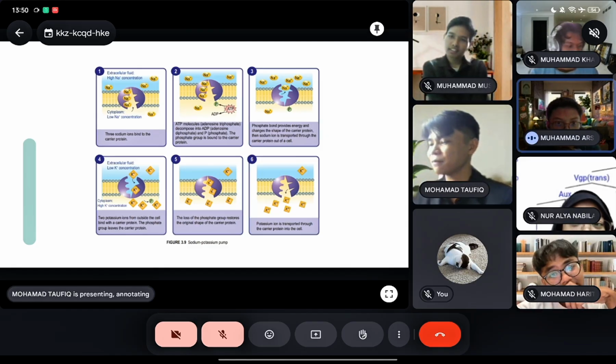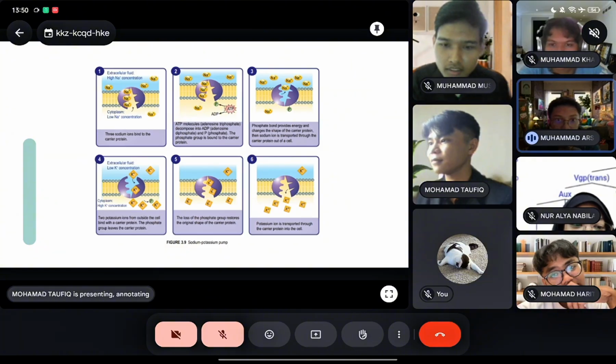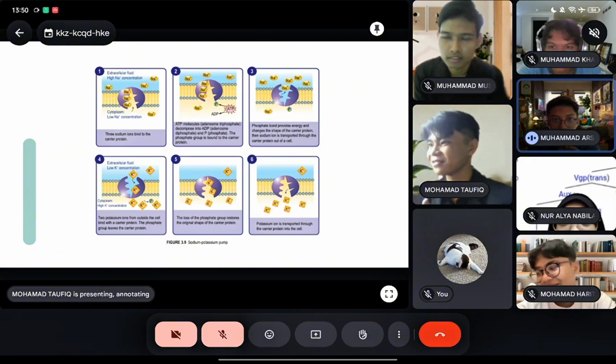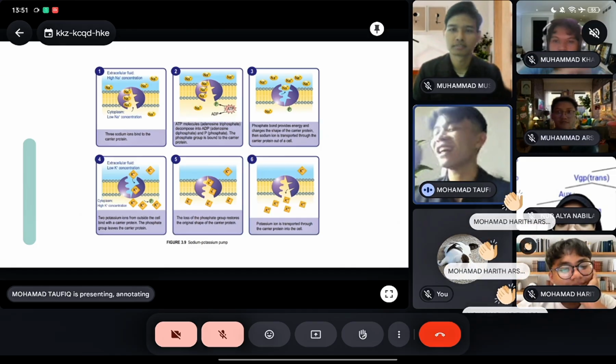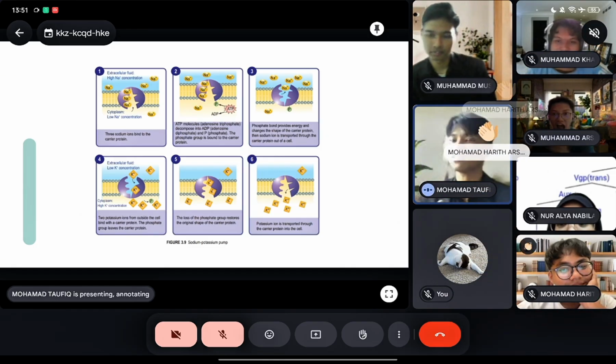Okay, for passive transport, it doesn't require any energy, and for active transport, it requires energy. True. That is the correct answer.